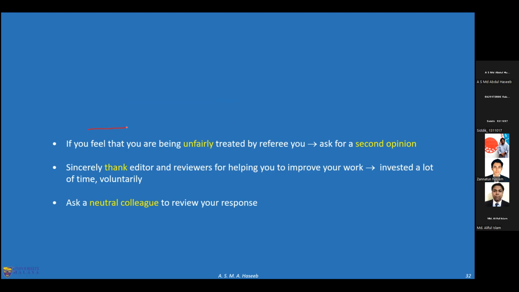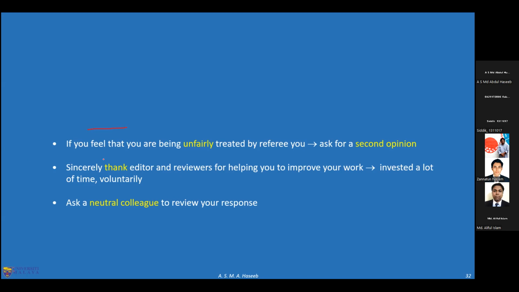In some cases, some reviewers may not be professional. They may unfairly treat you. They may make comments which are not valid scientifically. In such a case, you may write to the editor explaining your thinking, giving reasons, and then asking him to send it to another reviewer.